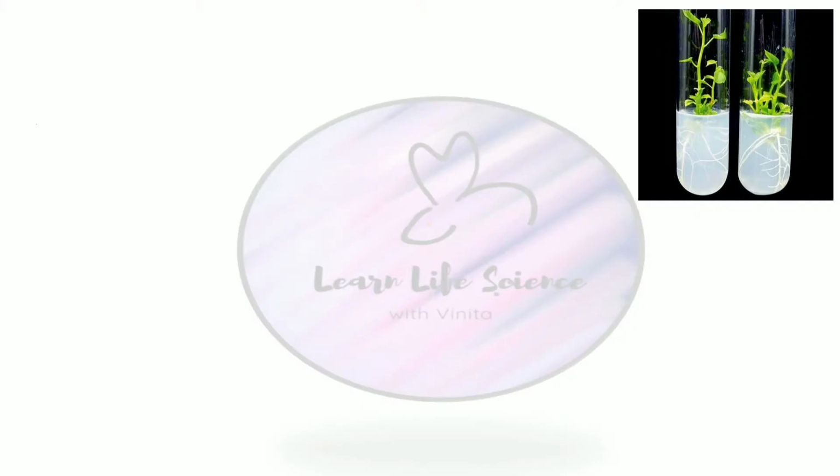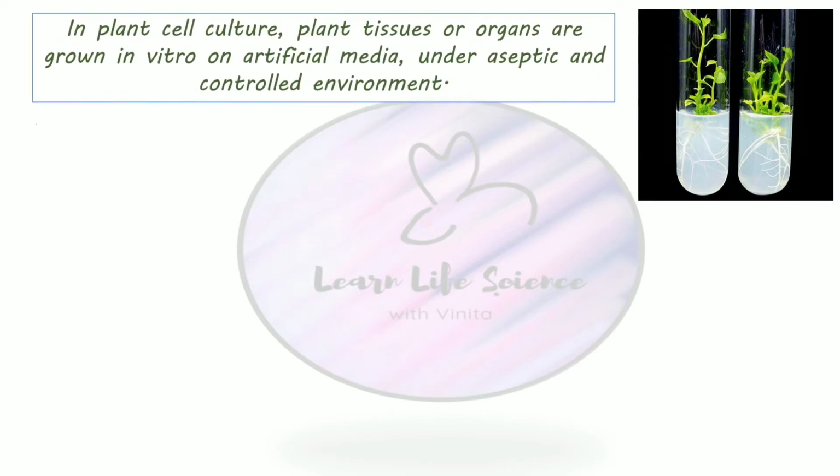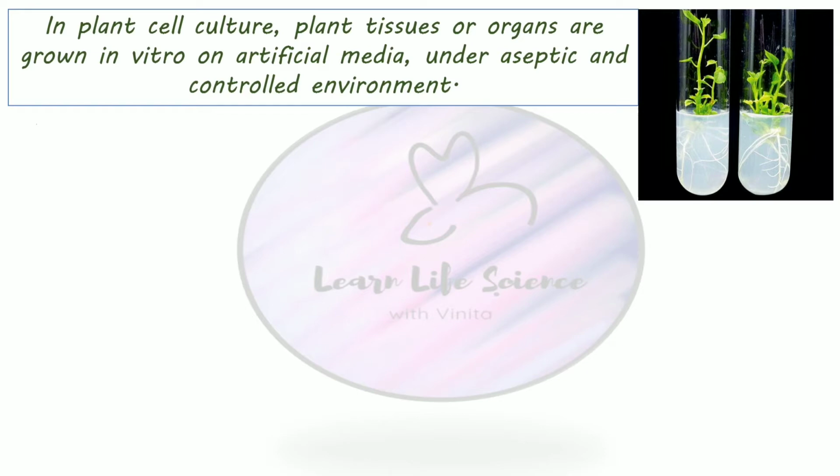First thing we are going to see is what is plant tissue culture. In plant tissue culture, the plant cells, tissues, or organs are grown in artificially prepared nutrient media and they are cultured under aseptic and controlled environment. Okay, so in simple sense, in plant tissue culture, what do we do?